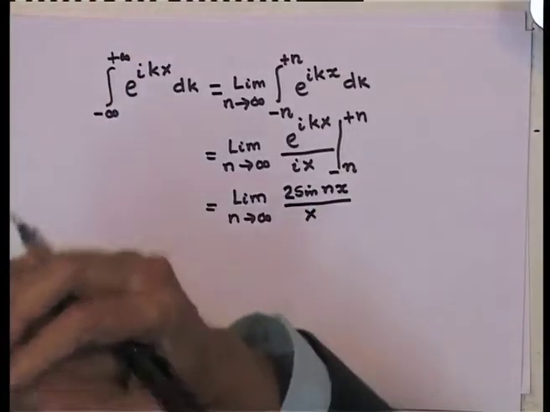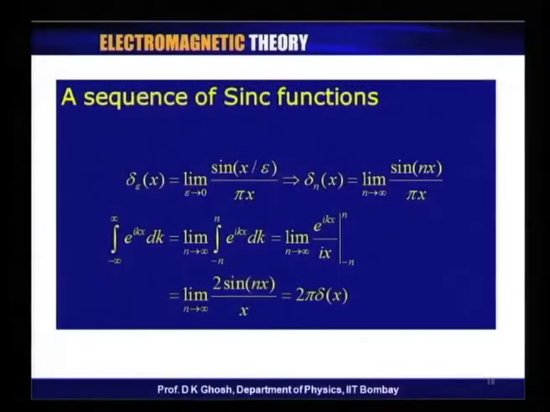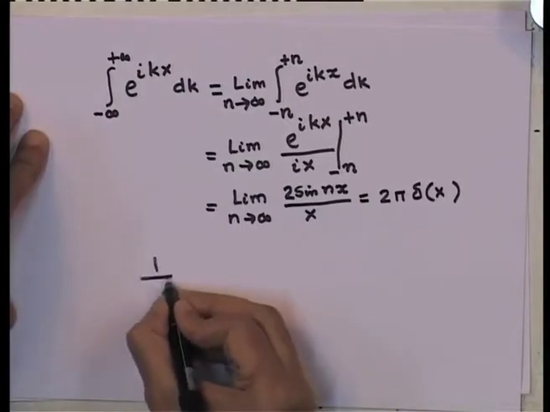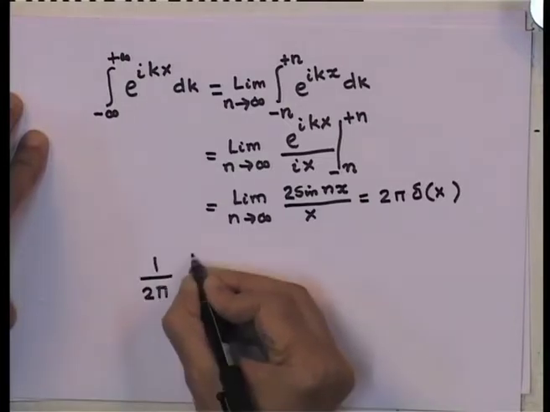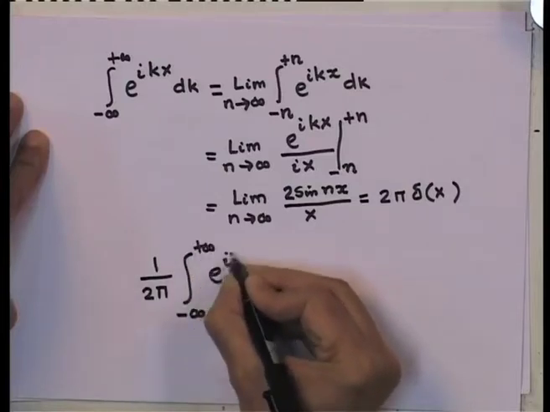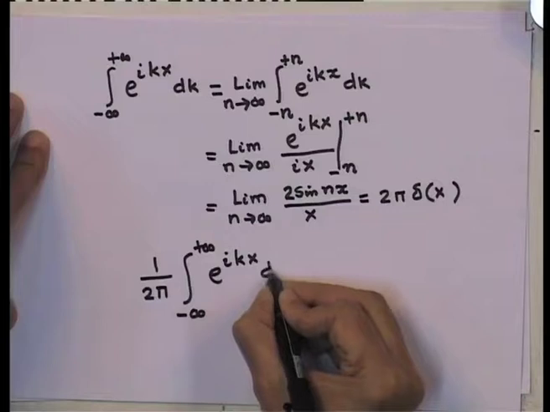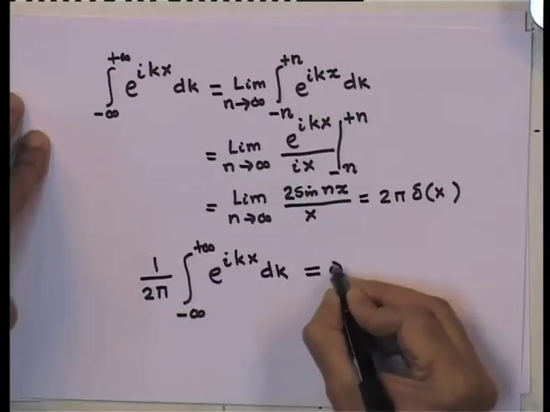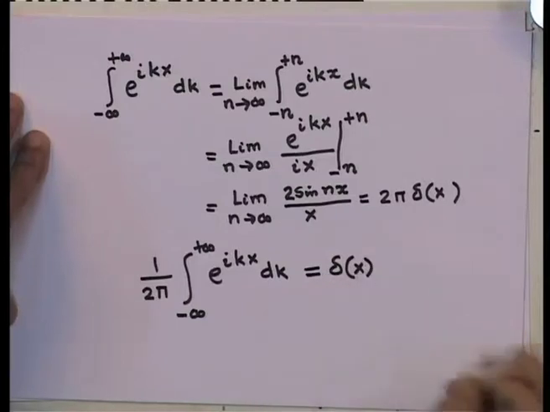But this is precisely our definition of the delta function. So, this is nothing but 2 pi times the delta function. So, notice 1 over 2 pi integral from minus infinity to plus infinity e to the power i k x dk. This is what is known as an integral representation of the delta function.